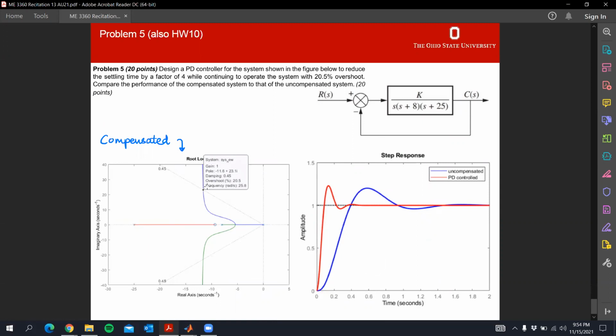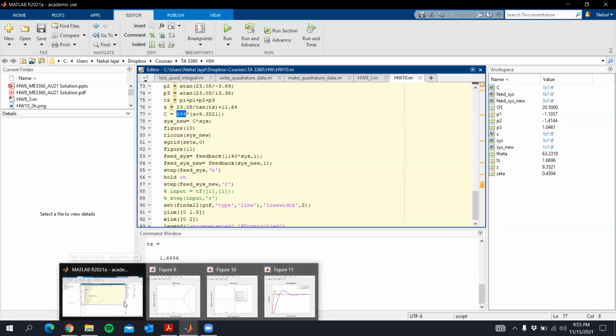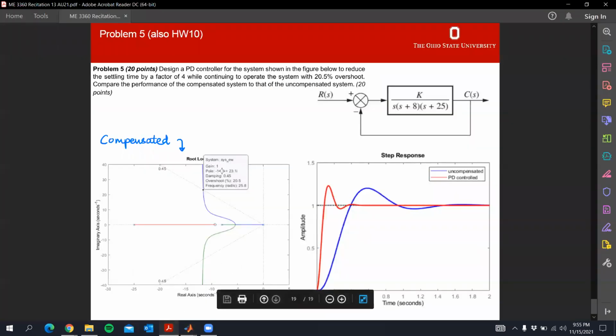And if you look at the intersection here, you see that the value of gain is 1. That should not surprise you because the gain of 694 has already been accounted for in the compensator over here, which is why I have a gain of 1 at that intersection. If I had not plugged in the 694 over here, then you would perhaps see that gain coming up in the root locus plot as well. But since that has already been accounted for, you do not need to worry about it, and seeing this one should not make you think that you did something incorrectly.